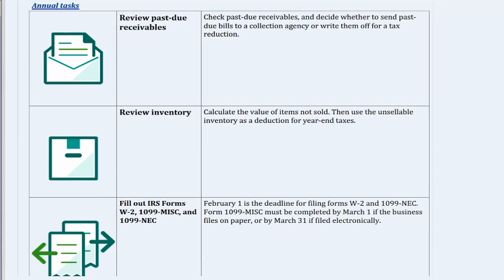Annual tasks. Review past due receivables. Check past due receivables, and decide whether to send past due bills to a collection agency or write them off for a tax reduction. Review inventory. Calculate the value of items not sold. Then use the unsellable inventory as a deduction for year-end taxes.